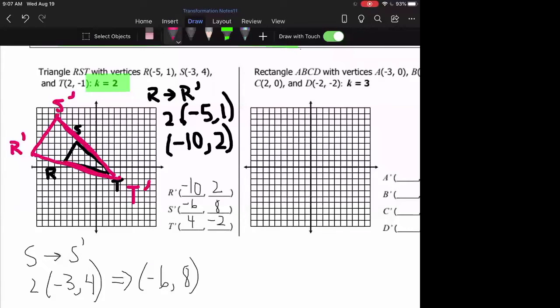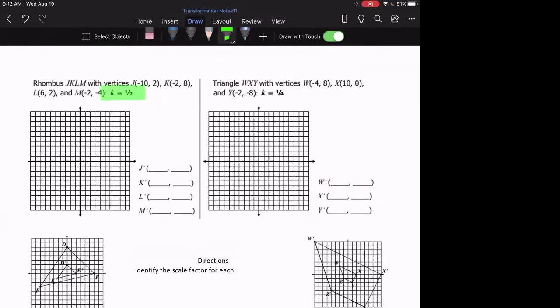Since k was greater than 1, it was an enlargement, which means that the image R prime, S prime, T prime is bigger than triangle RST. We multiplied each point by 2 because that was our scale factor to get this new triangle, which is the same shape as the original. So I will do one more example. Since this one is less than 1, it will be smaller.